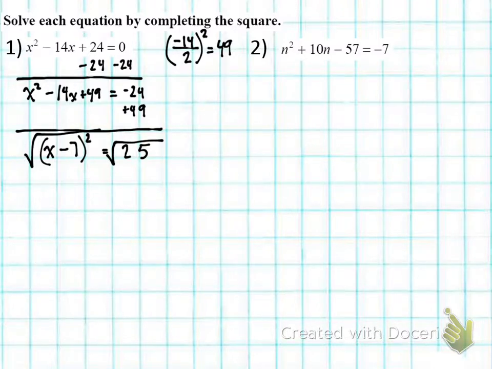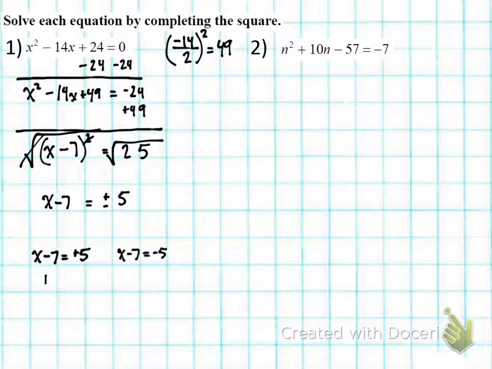Went a little too fast there. Sorry about that. So we bring x minus 7 down. The square and square root cancel out. Square root of 25 is positive or negative 5. Since there's two answers, we have to make two equations. So x minus 7 equals positive 5, and x minus 7 equals negative 5.